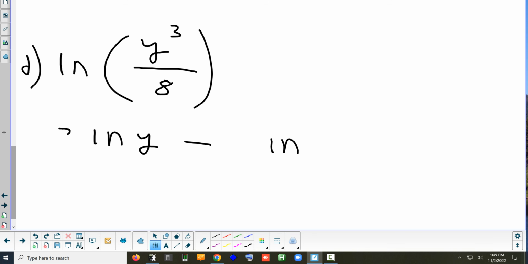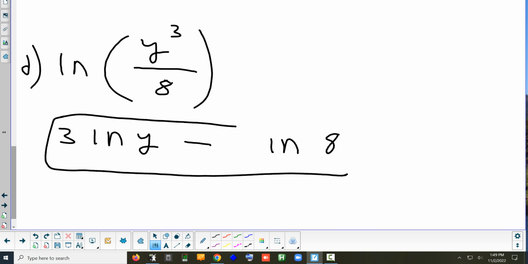We have to put it in front. So it would have been y cubed. We put the 3 in front. And Sky, my second argument? The natural log of 8. Right, so that's taking one log and splitting it apart. Any questions on that?